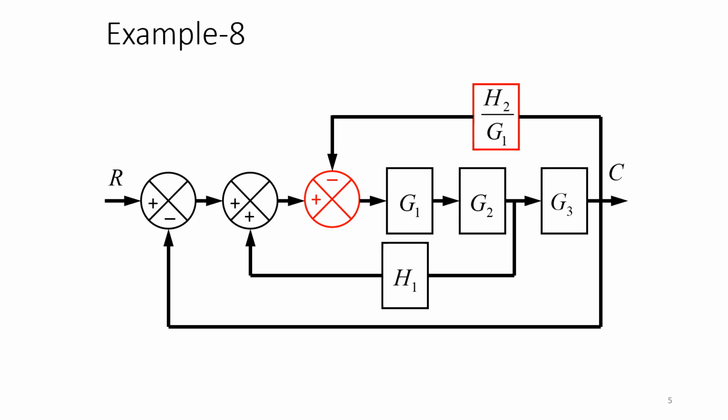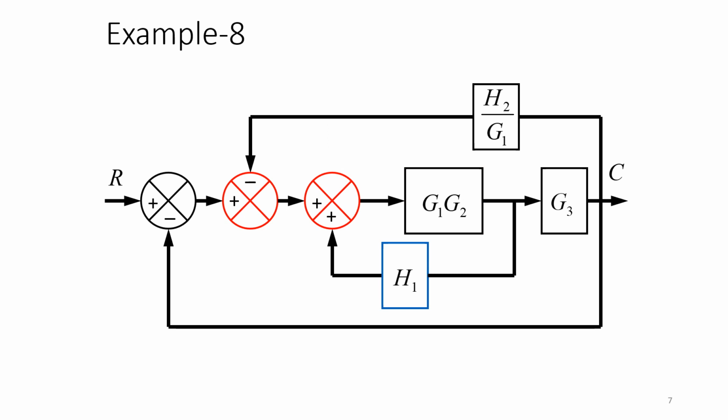So I moved the takeoff point, and here it is highlighted. Whenever I'm moving a takeoff point which is lying before a particular block, you can shift it either before or after. What I did was shift my takeoff point, which was lying before this block, so it is taken as H2 by G1. Then I have combined this G1 and G2 which are in cascade.